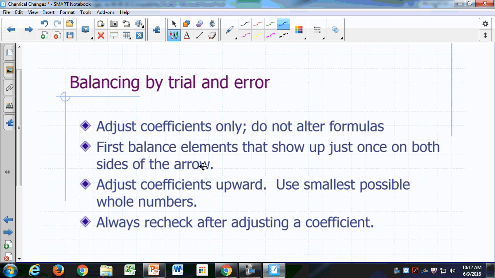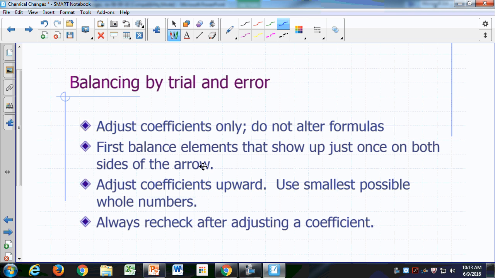So when we're constructing a chemical equation, the first thing we need to do is identify the reactants and the products. Write the formulas of the reactants on the left side of the arrow, and write the formulas of the products on the right side of the arrow. And the last step in writing a chemical equation is to balance.